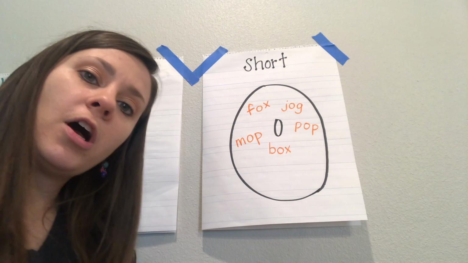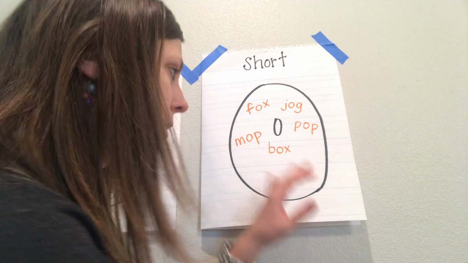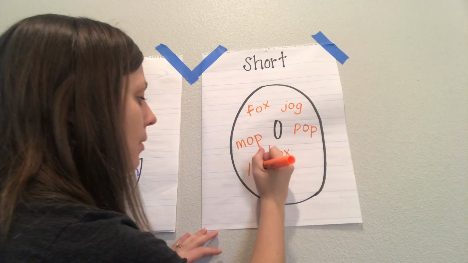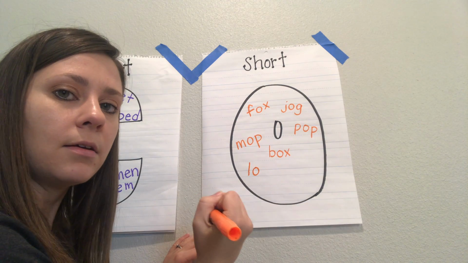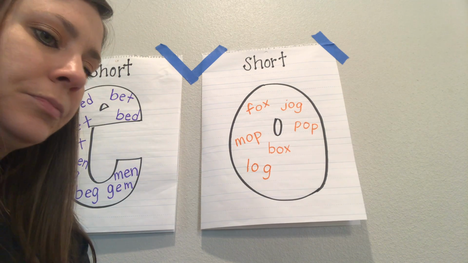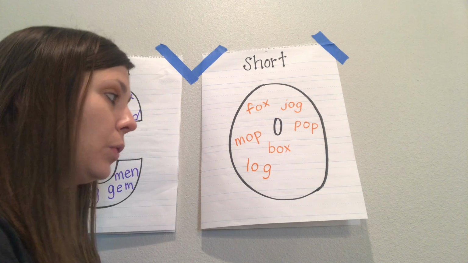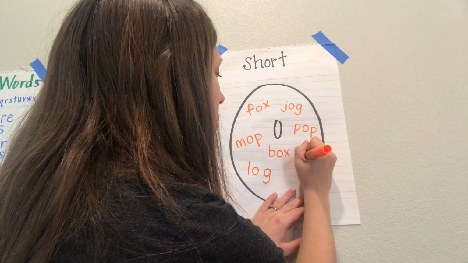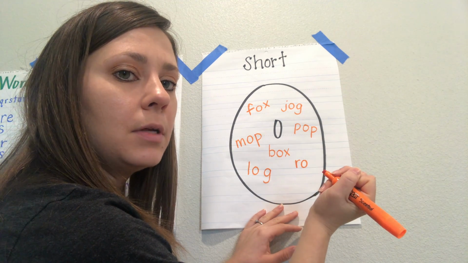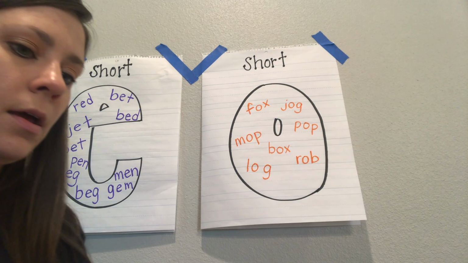Okay, a word that rhymes with jog. What about log? Log. Oh, I need L. L, O. Log. G, g. I need a G. Log. L-O-G. What about rob? Rob. R, r, r. R, r, b. What's the final sound? Rob. B.